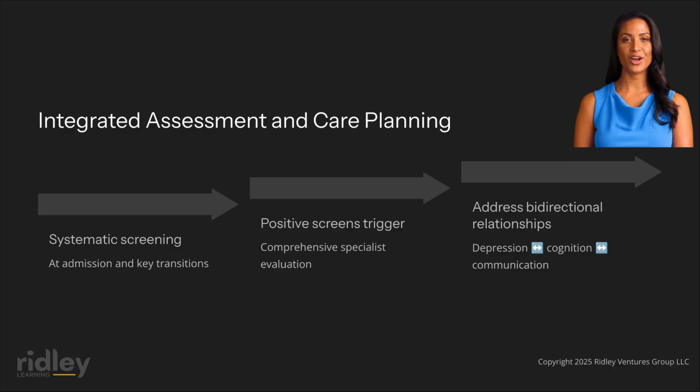Depression treatment may improve cognitive performance and rehabilitation participation. Cognitive rehabilitation may enhance coping capacity and reduce depression. Communication improvements may enable more effective expression of emotional needs and better social support access. The coordination of specialist interventions with motor and functional rehabilitation ensures that cognitive, psychological, and communication needs are addressed as integrated components of comprehensive stroke recovery, rather than isolated treatment targets.